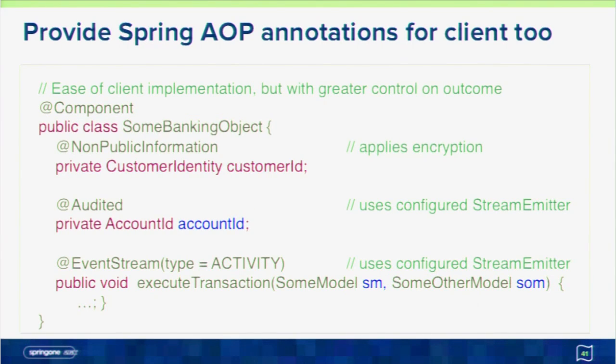Another thing we did on that same PCI front is this annotation, @NonPublicInformation. What that annotation does, when it gets built and proxied, is it actually triggers an encryption. So we have an encryption algorithm that applies symmetric encryption directly in memory on the machine. It takes that value, encrypts it, and then hands it off to the stream as a value to send through. So it's encrypted in memory of the application, and then from there on all the way down, it's completely protected the entire way.